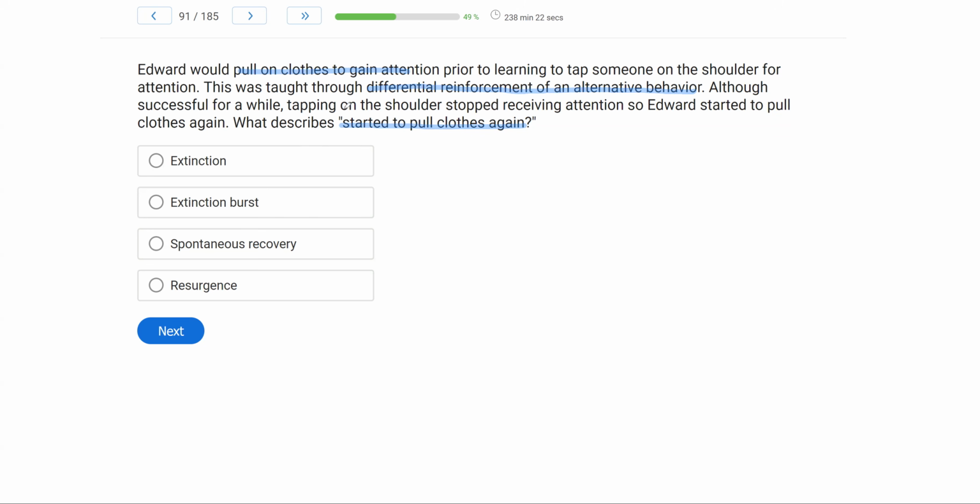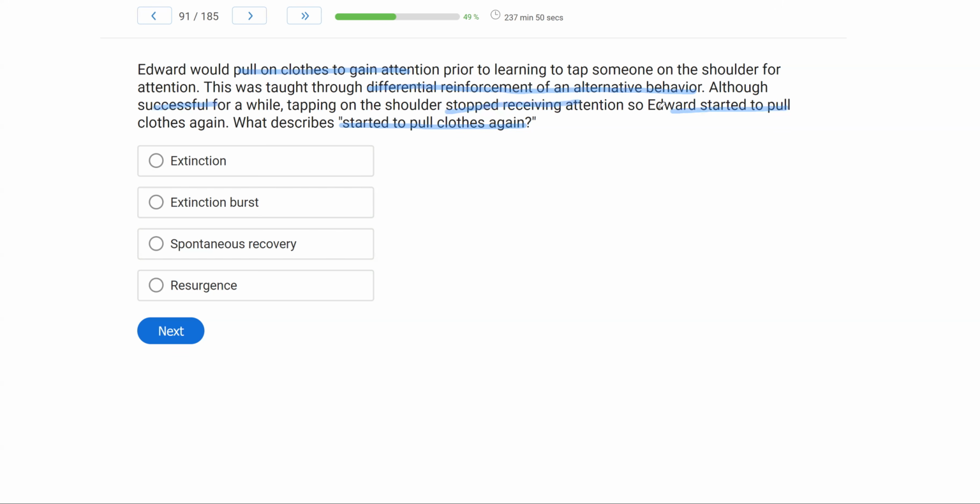Because although successful for a while, meaning the pulling clothes behavior was reduced through extinction, the tapping on the shoulder stopped receiving attention. So Edward started to pull clothes again. Make sure you read that carefully. Although successful for a while, meaning extinction of pulling on clothes to gain attention was successful, the new behavior stopped receiving attention. And so since the new behavior stopped receiving attention, the old behavior came back.